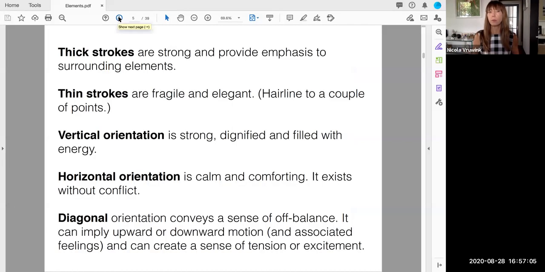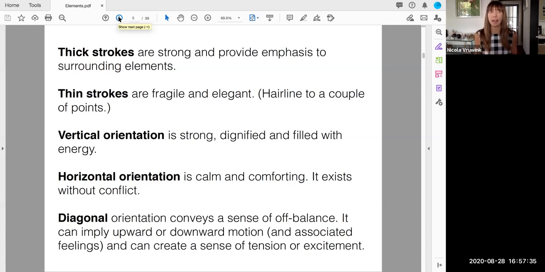Then we also have different weights and orientation to our lines. We have thick strokes, which are really strong, and they provide emphasis to the surrounding elements. And then in contrast, we also have the thin strokes, which are fragile and very elegant. They can be hairline to just a couple of points. We have the vertical orientation, which is strong and dignified and filled with energy and motion. Whereas we have then the horizontal, or the laying down. It's much more calm and comforting, and it exists without conflict.